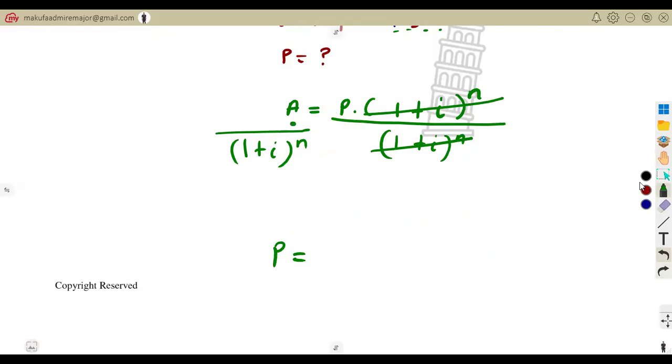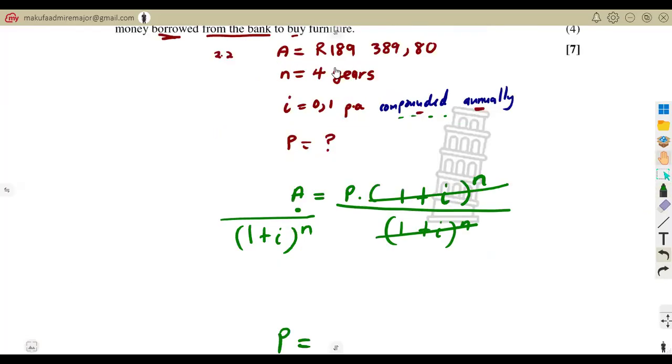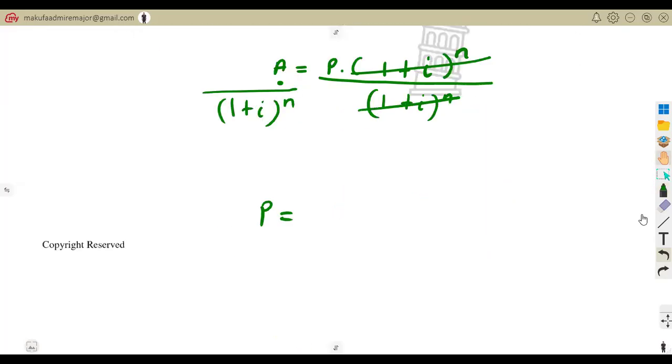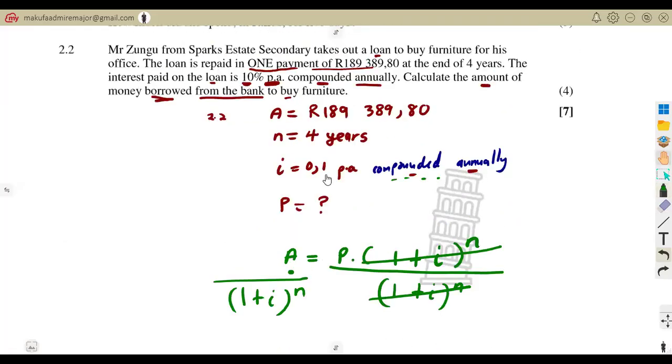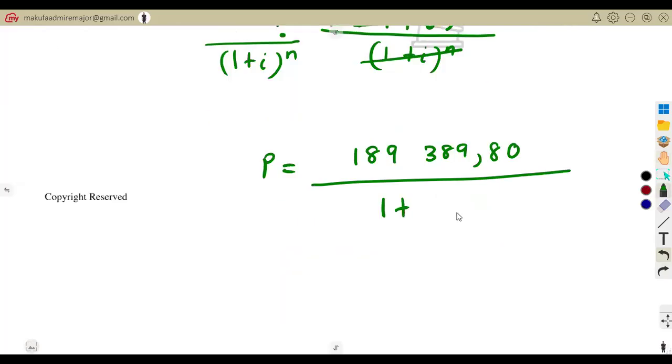which is the amount. To substitute, what is the amount? 189,000, whatever that you have there. You substitute your values, everything over 1 plus the interest rate, which is 0.1, the number of years being 4. So that's 0.1 raised to the nth power, which is 4, the number of years. So that's our P. Just like that.